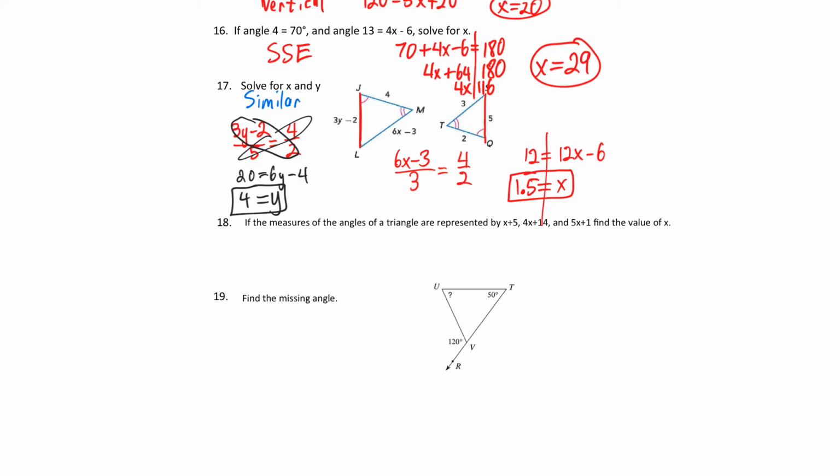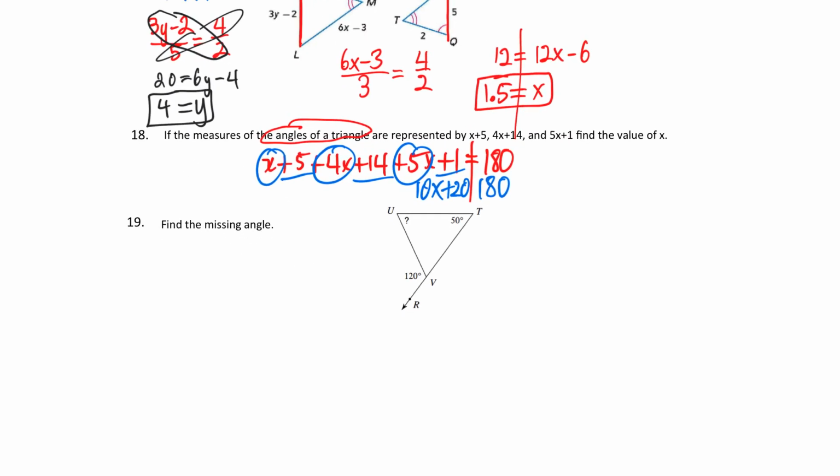Okay, number 18, if the measures of the angles of a triangle are represented by x plus 5, 4x plus 14, and 5x plus 1, find the value of x. So what do we know about the angles of a triangle, the three angles? They add up to 180. So x plus 5 plus 4x plus 14 plus 5x plus 1 all together equal 180. All right, so there's 1, 5x, 10x. Then 5, 19, 20. Just adding all the like terms up. Subtract 20. That's going to give you 160. And then 160 divided by 10 is 16.